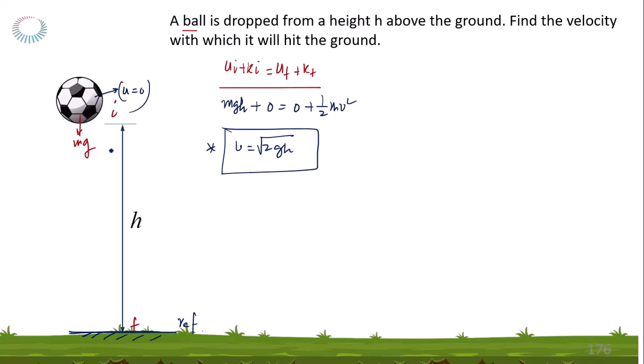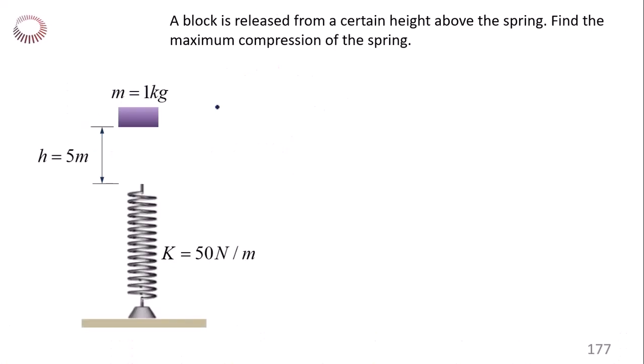Moving to the next situation. There is a block of mass 1 kg. It has been dropped from a height of 5 meters above a spring. Since the spring and the block are there, two conservative forces come into the picture: one is gravity and the other is the spring.